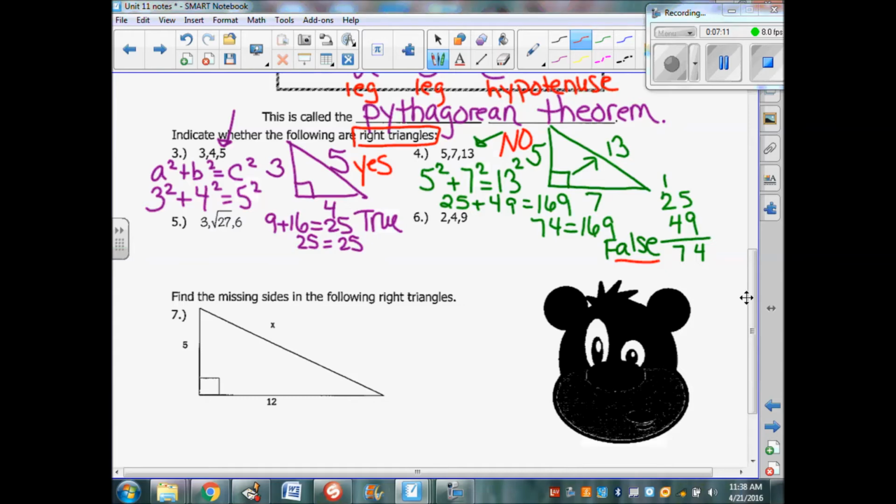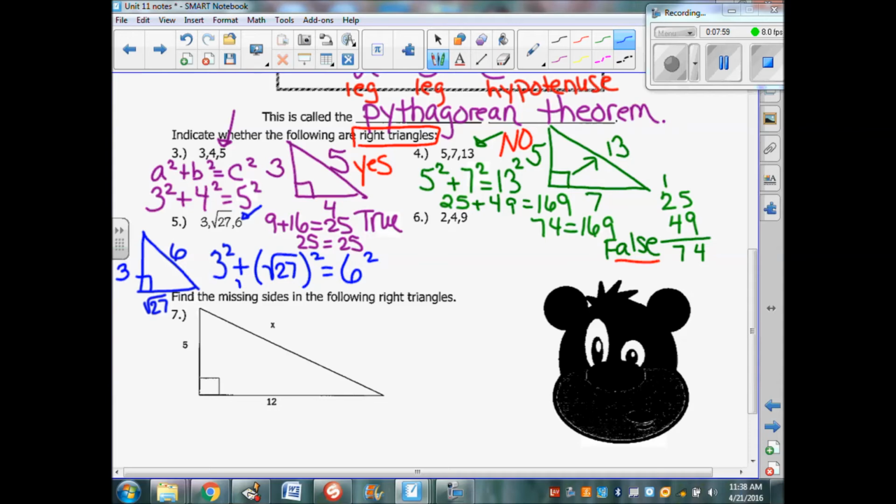Let's do number 5. 3, the square root of 27, and 6. Now, from our first lesson, the square root of 27 is somewhere between 5 and 6. So my largest side is my 6. I could draw my picture. There's my right angle. My largest side has to be the hypotenuse. The other two are the legs. And now let's do leg squared plus leg squared. Does it equal hypotenuse squared?